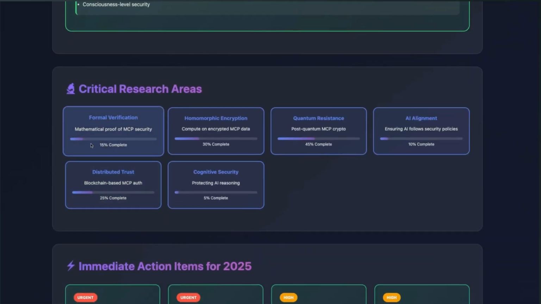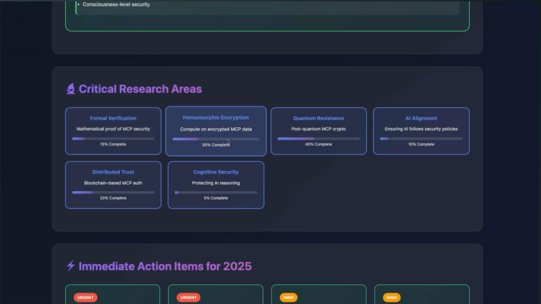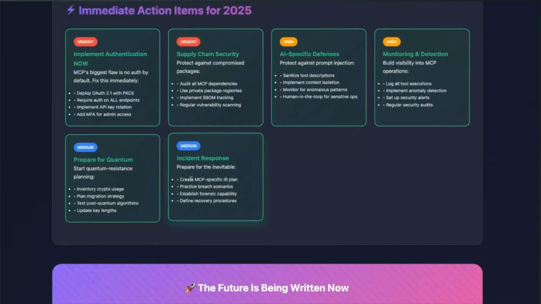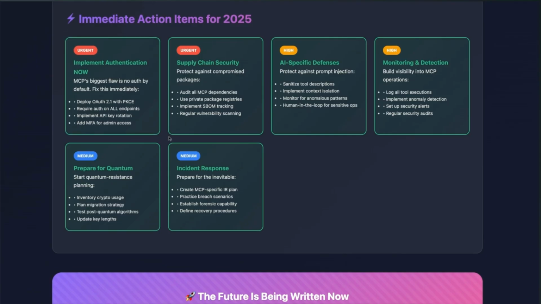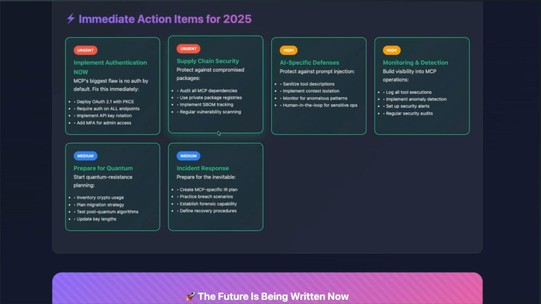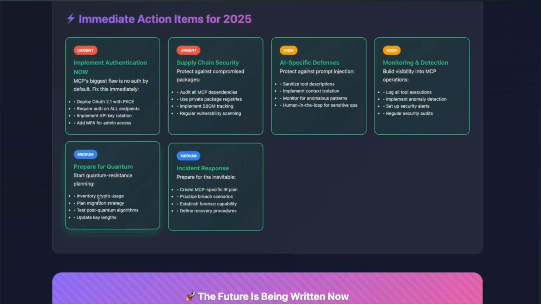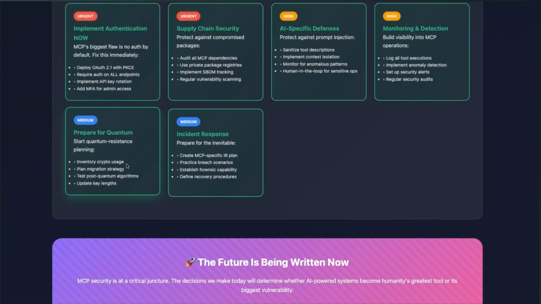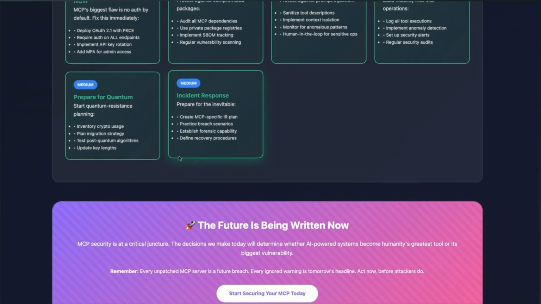Some of the critical research areas that we need are formal verification, homomorphic encryption, quantum resistance, AI alignment, distributed trust, cognitive security. Awesome. And immediate actions that one has to keep in mind in the current year: implement auth on everything, ensure supply chain security as a high priority. AI-specific defense should be enforced properly. Ensure your logging and monitoring system is intact and the best in place. And be ready for quantum resistance. Be ready and have a mature incident response plan for all of this.